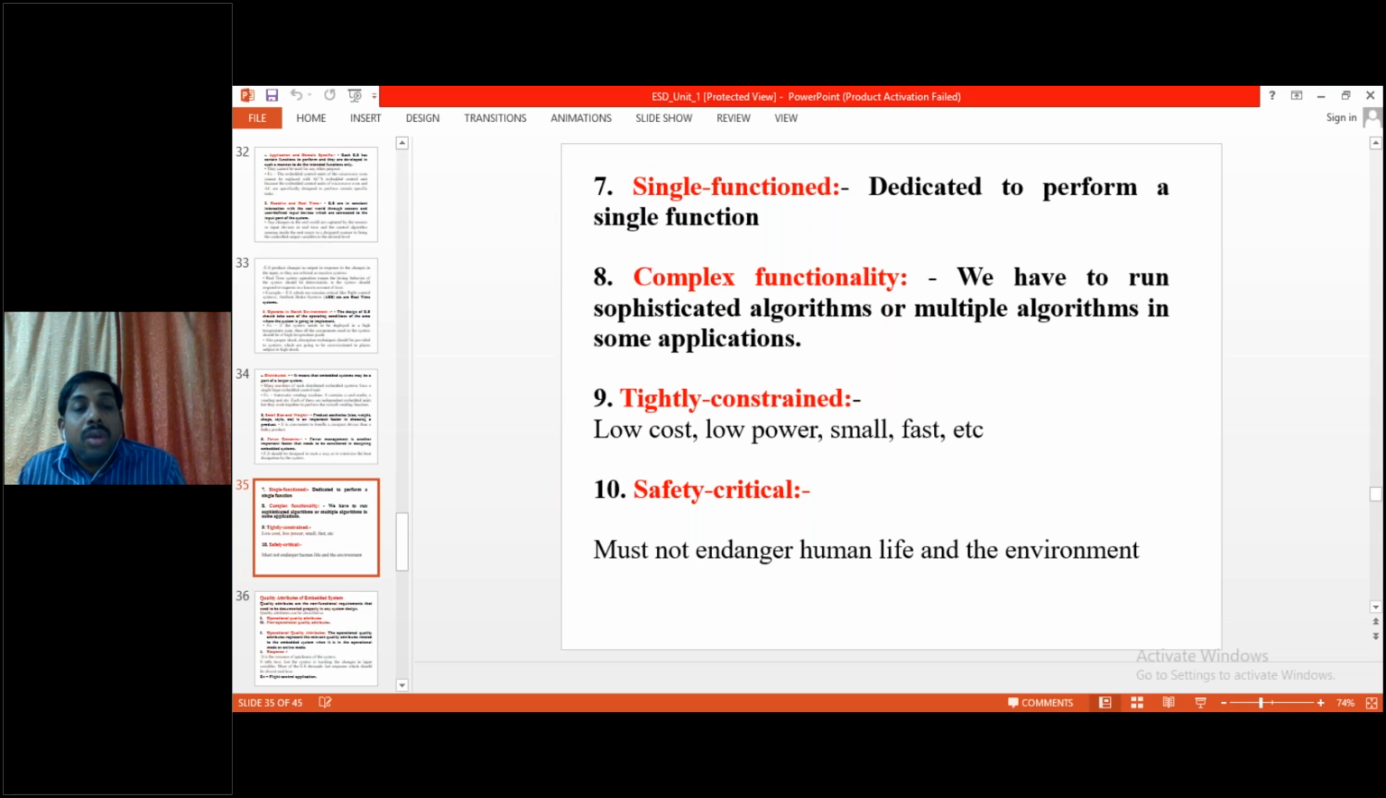Safety critical: they must not endanger human life and environment. See, any embedded system must be human friendly, and they must provide comforts to mankind. They should not harm human life. So that's why they must be designed to be safety critical.